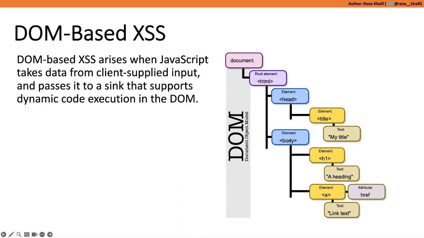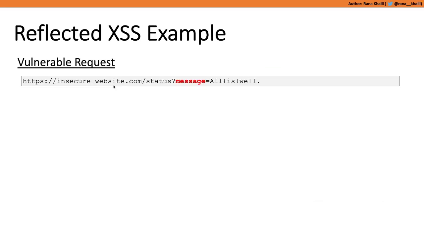Now, DOM-based XSS vulnerabilities, as the name suggests, occur when the JavaScript is taking in client-supplied input and passing it to what we call a sink, or a potentially dangerous function, without any validation. To better understand how this works, let's go back to reflected cross-site scripting vulnerabilities and then compare them to DOM-based cross-site scripting vulnerabilities. In this example, the vulnerable request is a GET request, and it takes in a parameter message. This parameter contains the message that you want to display to the user, and in this case, the message is all is well.